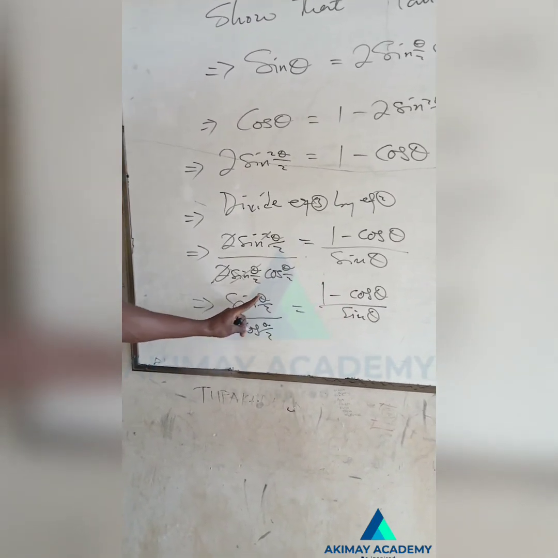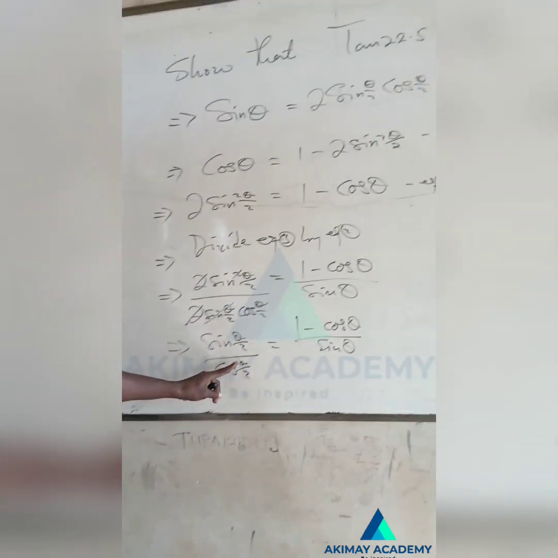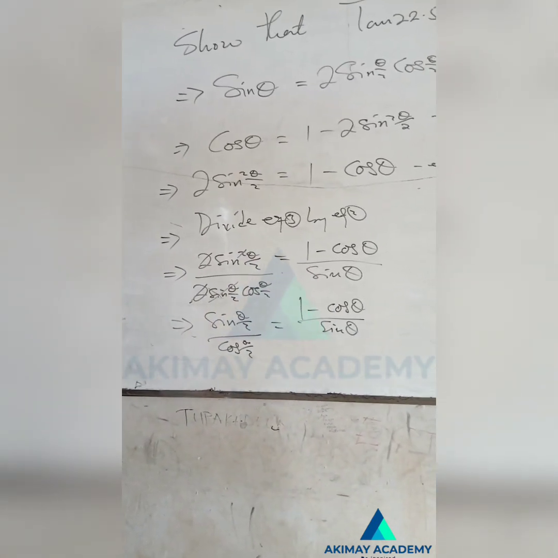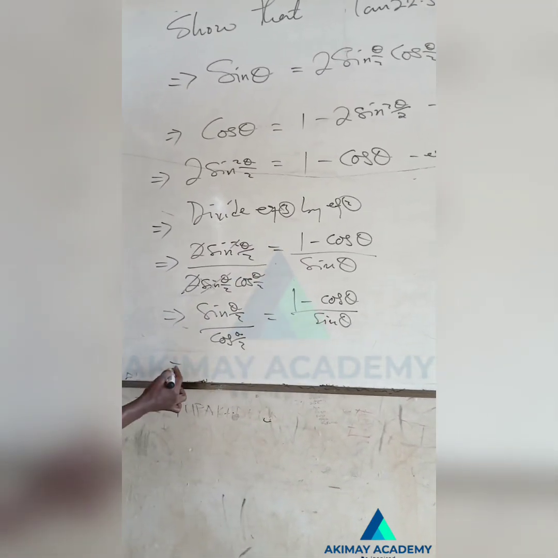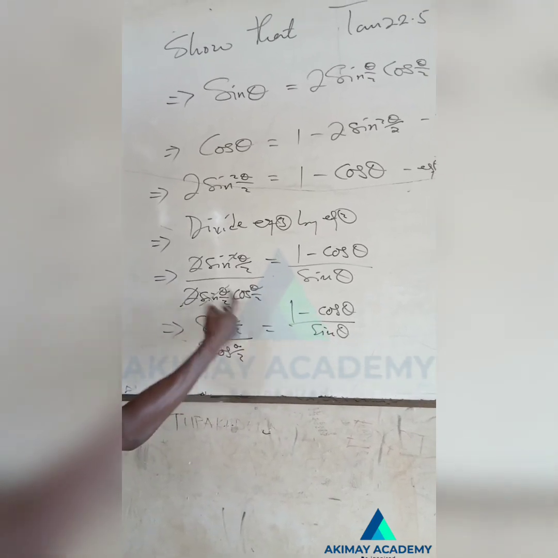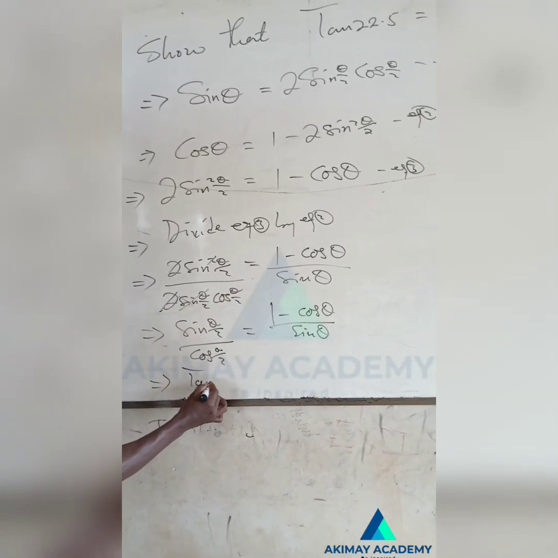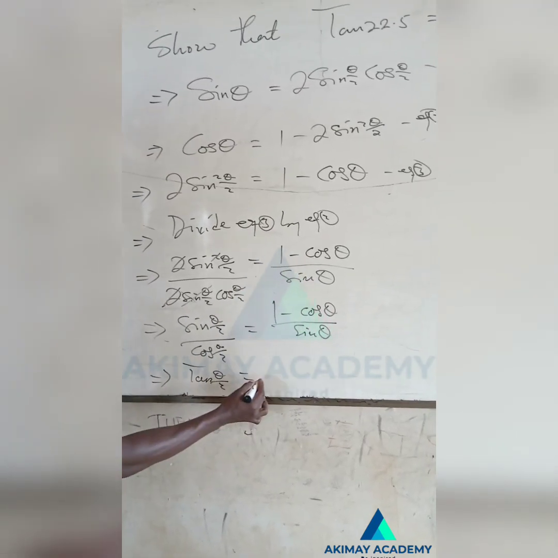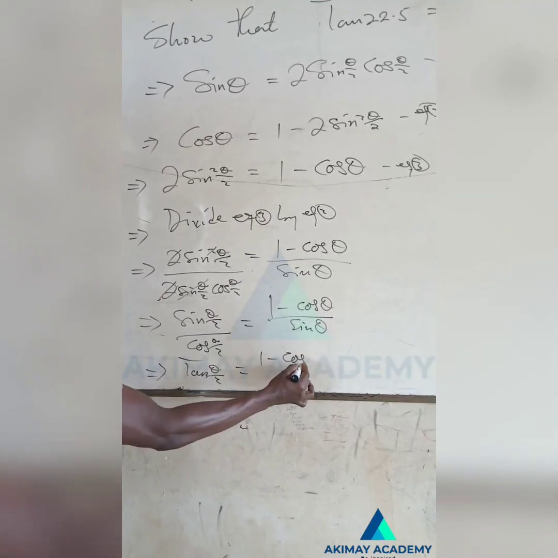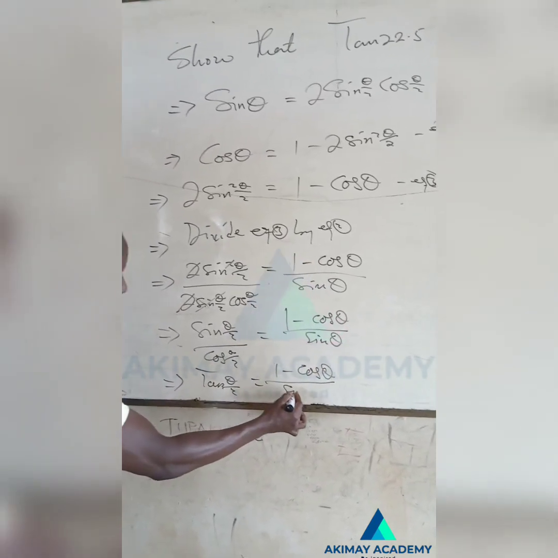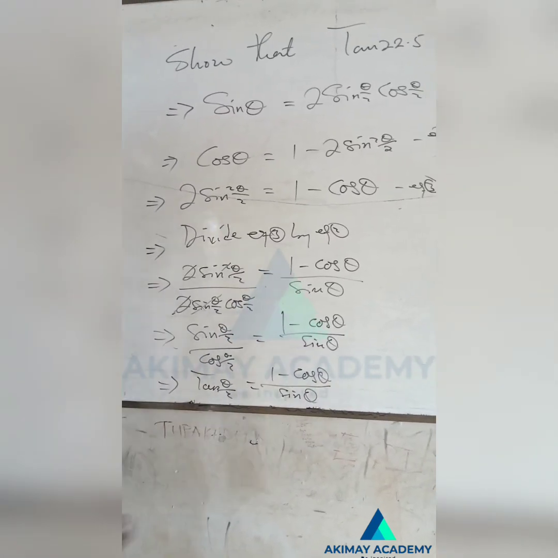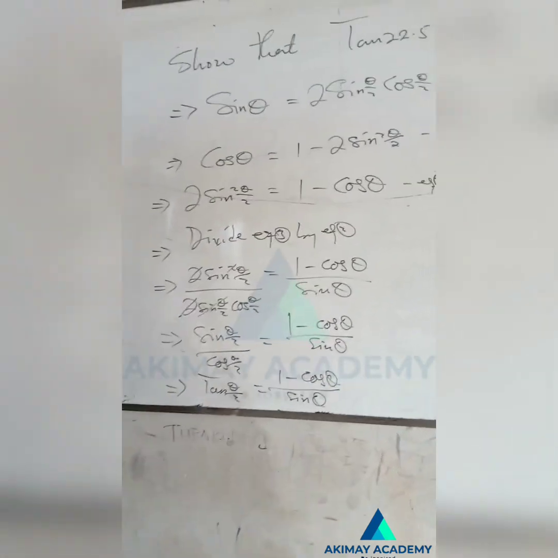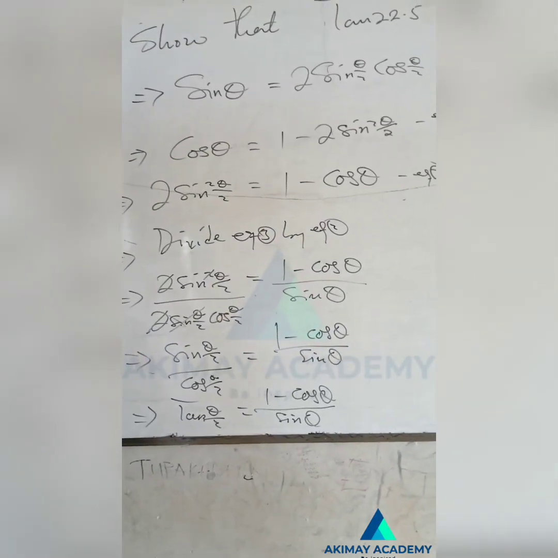Now we all know that sine theta on 2 out of cos theta on 2 is going to give us what? Tan theta on 2. So we are going to have tan theta on 2 equals 1 minus cos theta out of sin theta. Good.